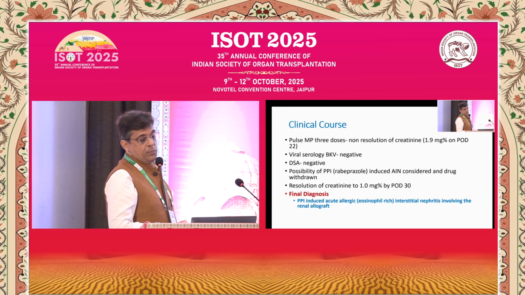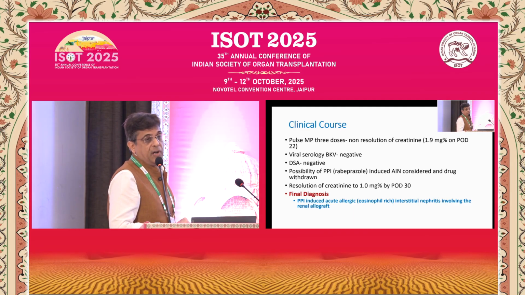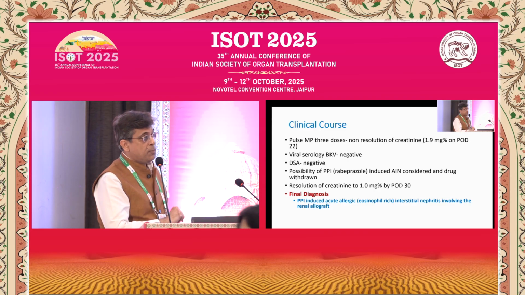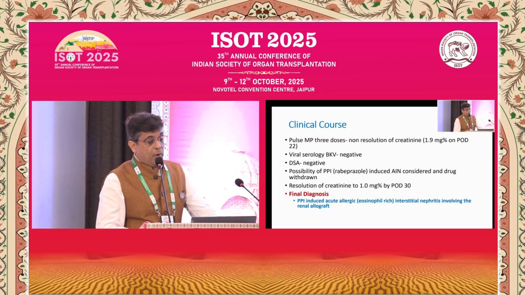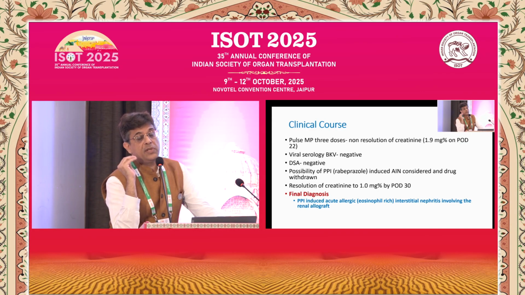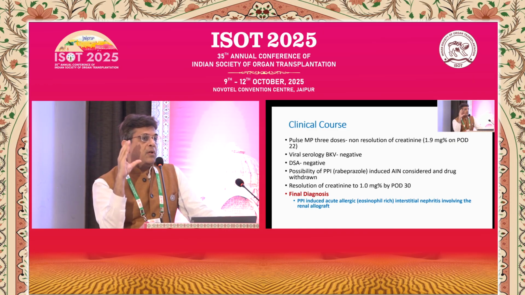So they figured out that the patient was receiving rabeprazole, a proton pump inhibitor, and since everything else was ruled out, we figured out that this probably could be the reason for graft dysfunction with eosinophils. And when the rabeprazole was taken off, there was complete resolution of the graft dysfunction by day 30. So this is an important thing to consider when you look at eosinophils. And I think the key feature here is that when you look at allograft biopsies, a great deal of importance should be given to the corticomedullary junction.